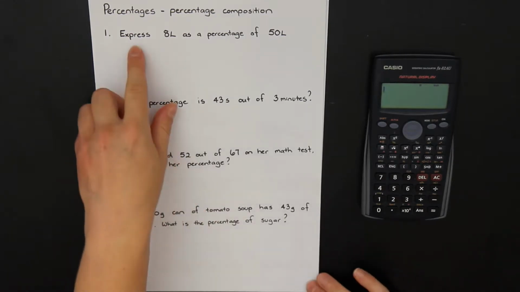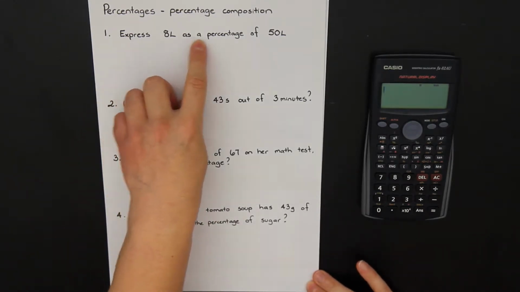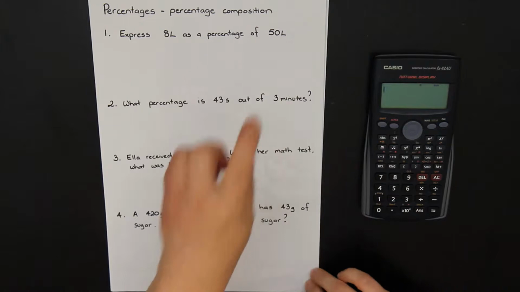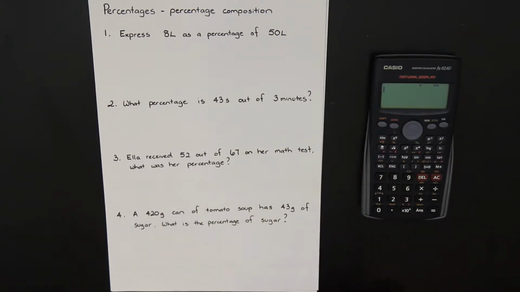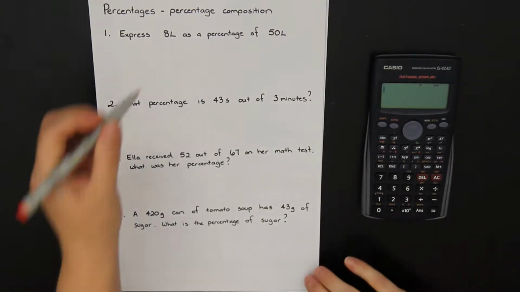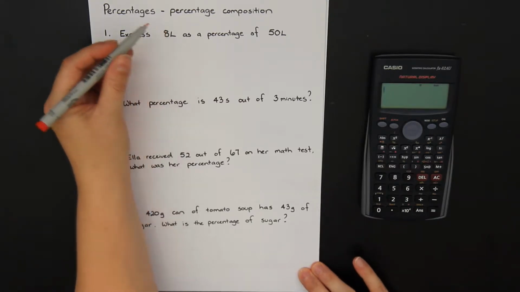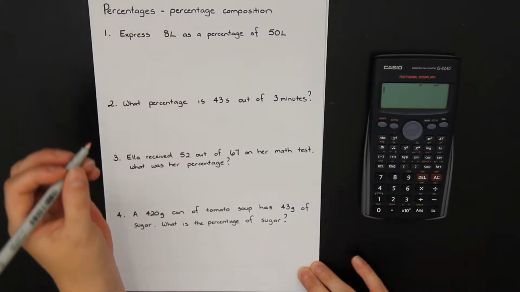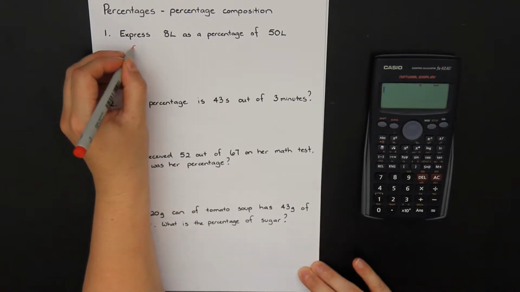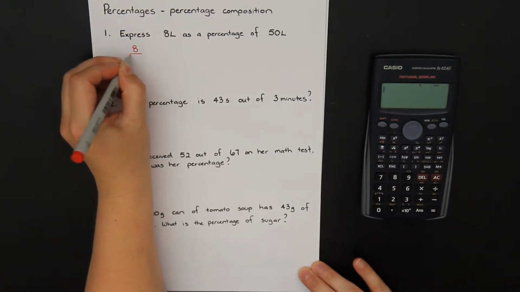Number 1, express 8 litres as a percentage of 50 litres. If you have two amounts, the first amount that you want to find the percentage of, 8 litres as a percentage of 50 litres, we write it as a fraction: 8 as a fraction out of 50.